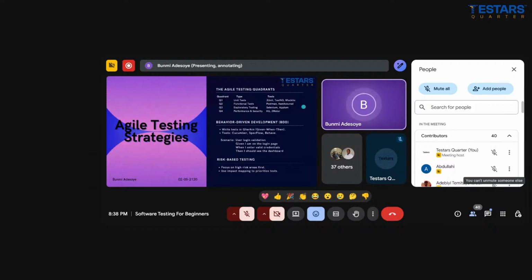Also, the last one is high risk area first, because you cannot take every single item in your project at the same time. So you need to focus on what is very important for you to start with, and you can always work with that. Less important features can then come later. Please, if you have any question.